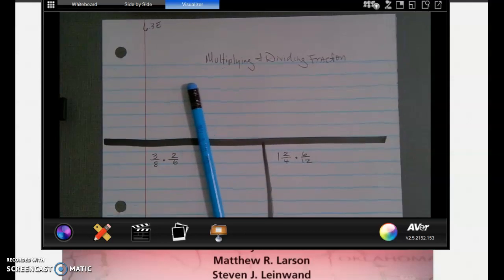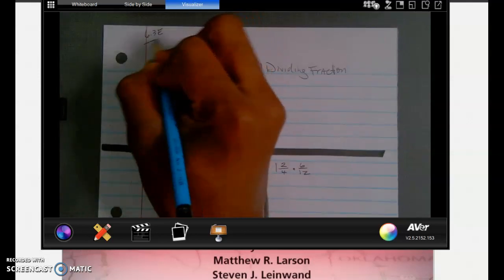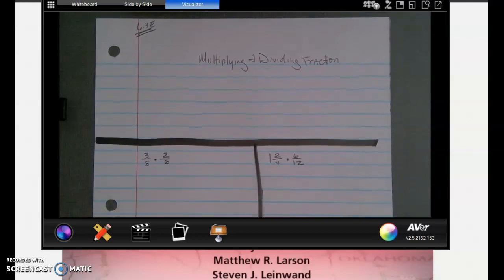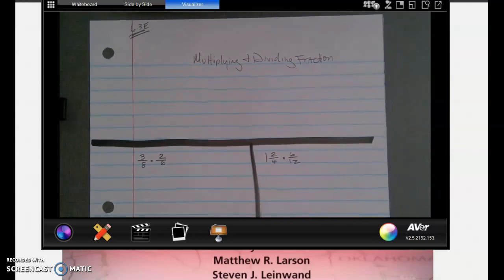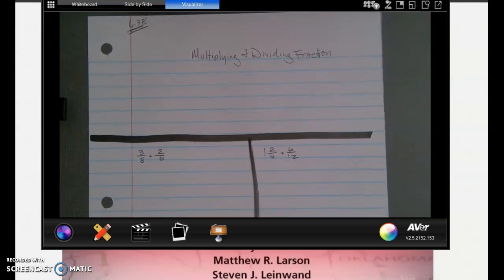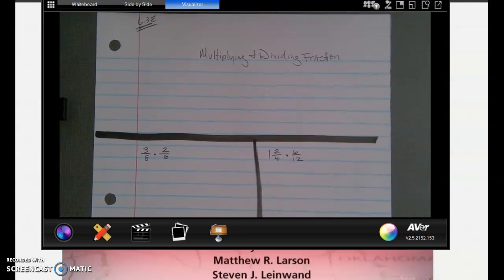Now, if you notice, I have mentioned that this is the TEK called 6.3E. So if you wanted to open up Go Math and toggle to the 6th grade book, you may do so. Click on 6.3E in the table of contents, and it'll take you straight to more information about this particular TEK.